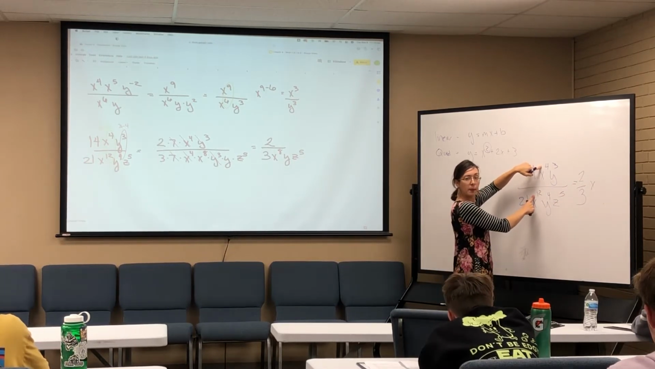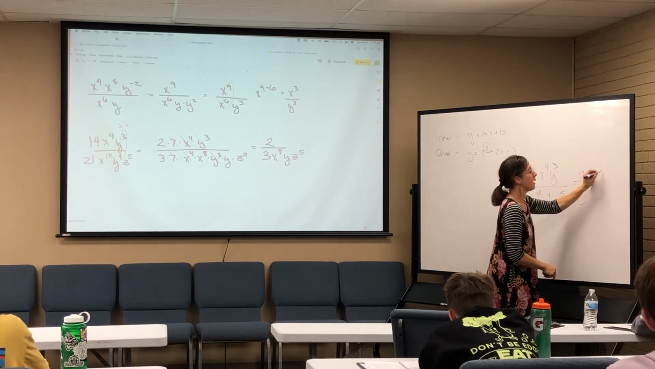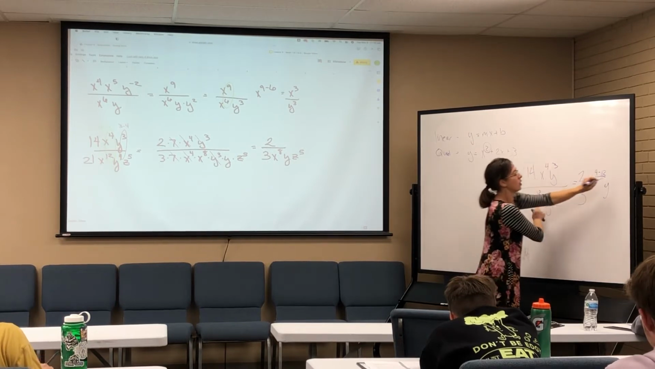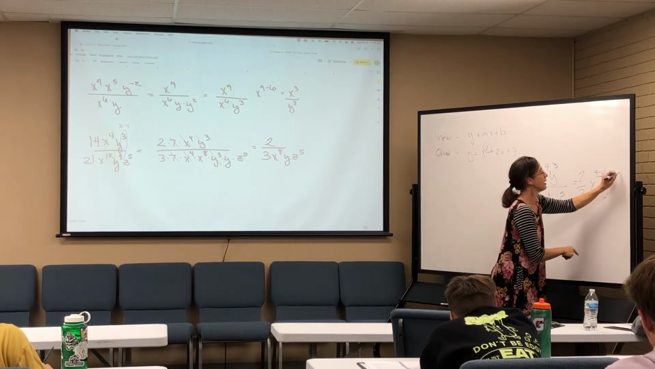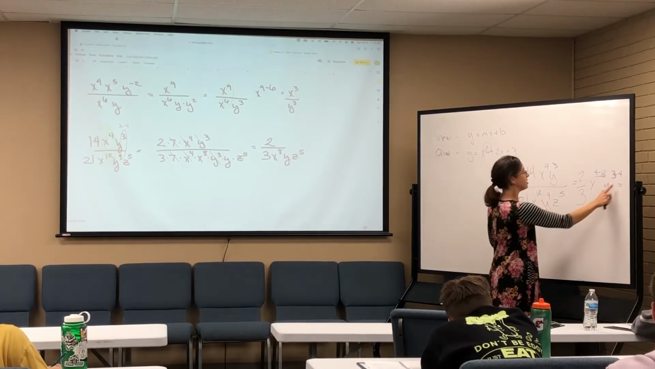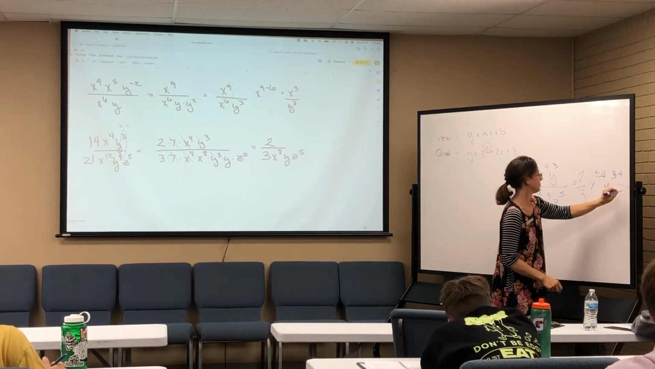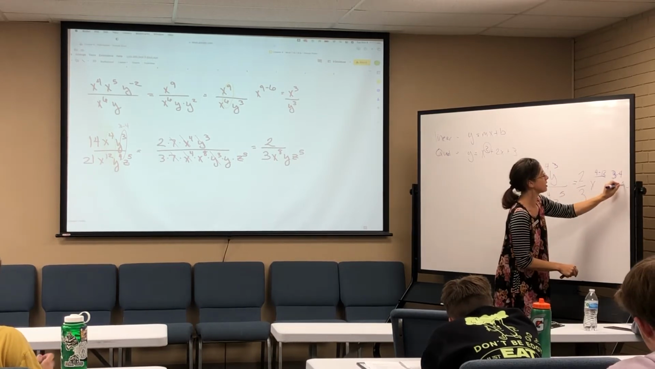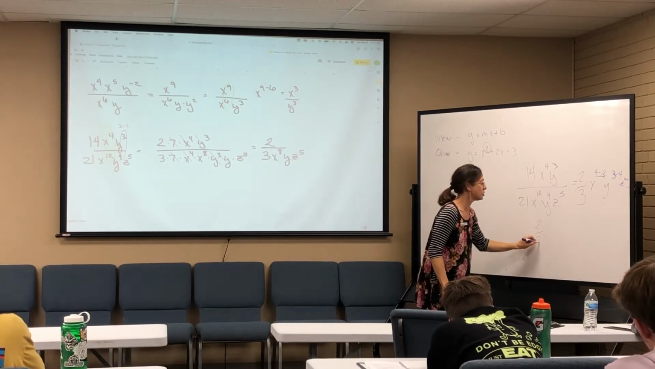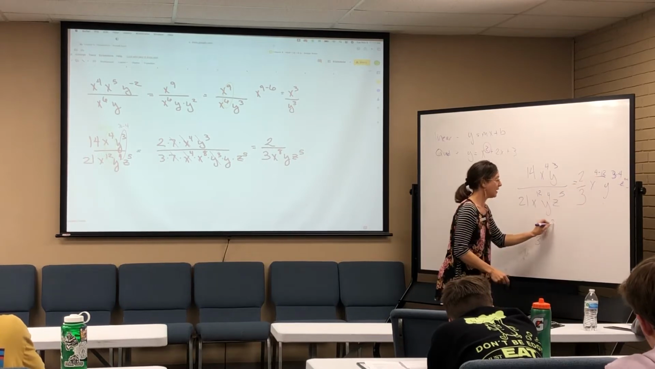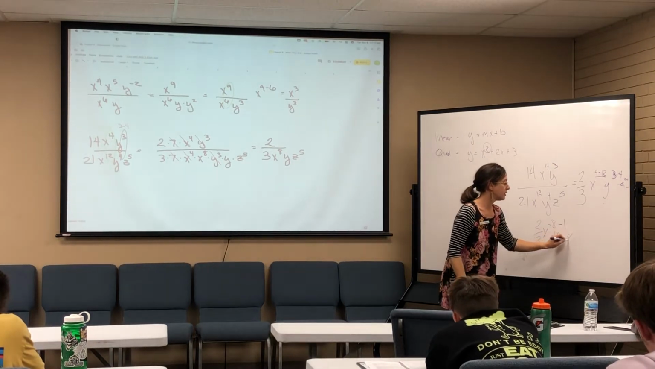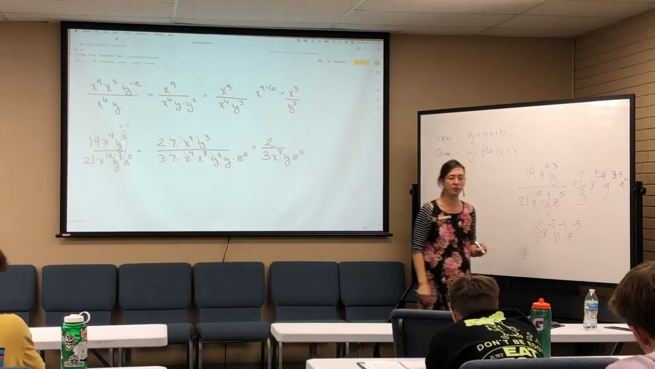4 minus 12. My y is 3 minus 4. And my z stays on the bottom. Right? Or I don't have any z on top, so it's actually z to the 0 minus 5. Okay? So then I have 2/3 x to the negative 8, y to the negative 1, z to the negative 5.